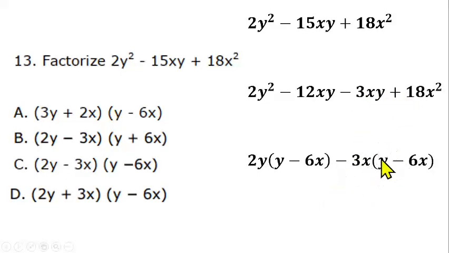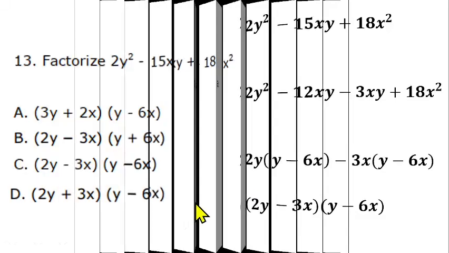You have minus 3 into y minus 6x. So don't forget that the two brackets must be the same thing. So you have 2y minus 3x into y minus 6x. So that is the answer. And if you look at the options given, I think option C is the correct option for question number 13.